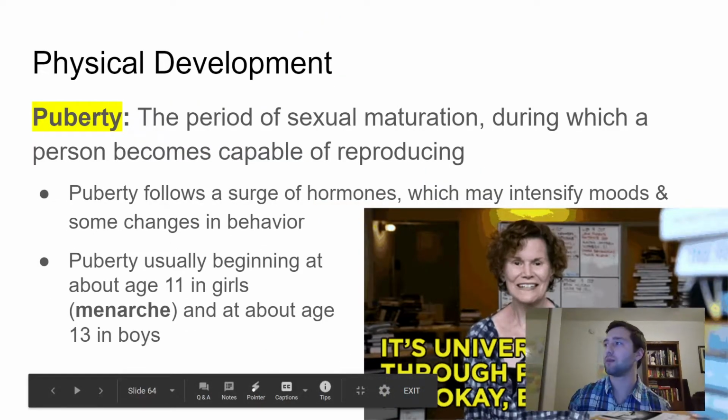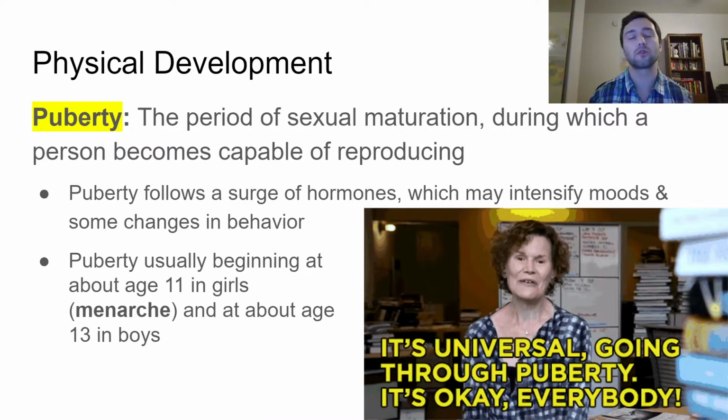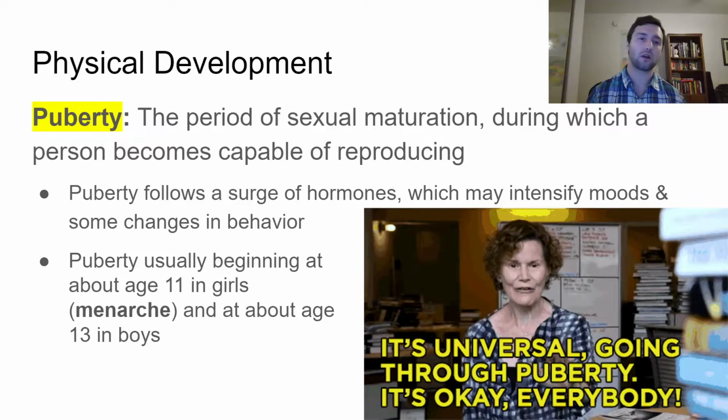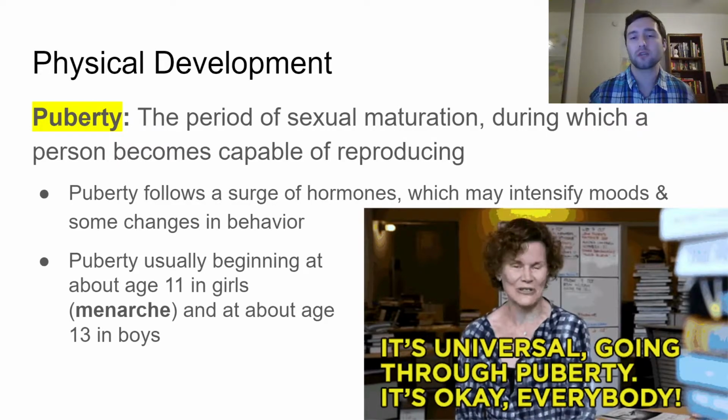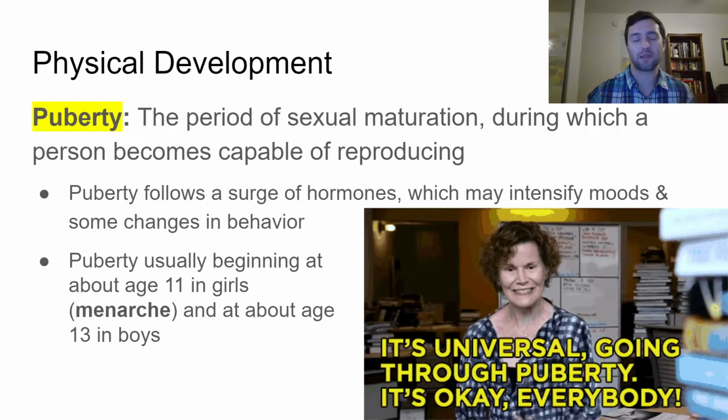So physical development. Now the big thing here is puberty. This is the most important part of the physical development that we're talking about. So puberty is the period of sexual maturation during which a person becomes capable of reproducing. It's pretty simple, really.